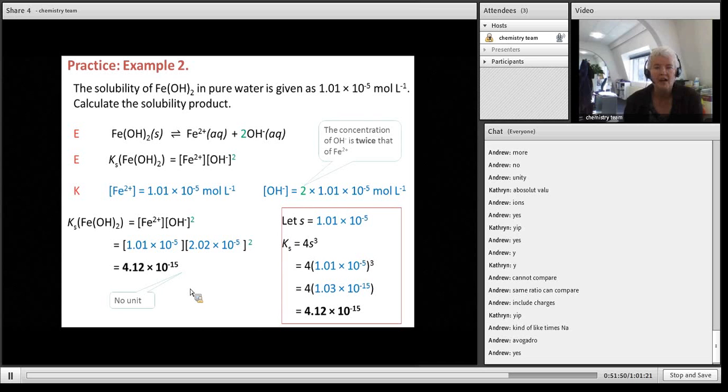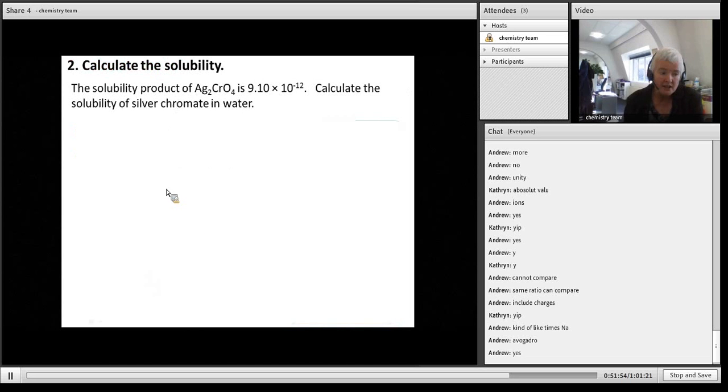Nope. Okay. Now we're going to calculate the solubility. So here you get given a solubility product. Now calculate the solubility in water. So notice that's a solubility product. There's different ways you can recognize it. The easy one is there's no unit. If you were skim reading and you didn't see the word product, you just saw the solubility of, the very fact that there's no unit there means it can't be a solubility, it's a solubility product.